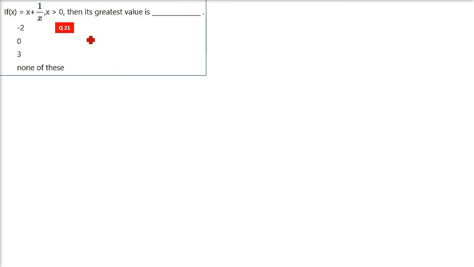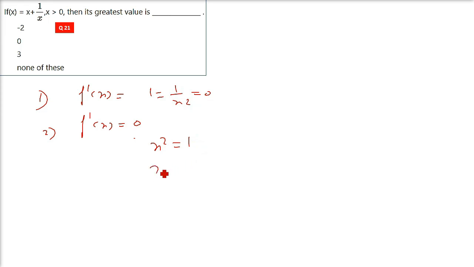This question also has been completed by us in the previous exercises. Now I'm going to give you a hint also, so we'll try to complete it as early as possible. f dash x is 1 minus 1 by x square, and you equate it to 0. When you equate it to 0, x square will be equal to 1, x will be equal to plus minus 1. That is, x square equals 1, so you have to take both negative and positive value.